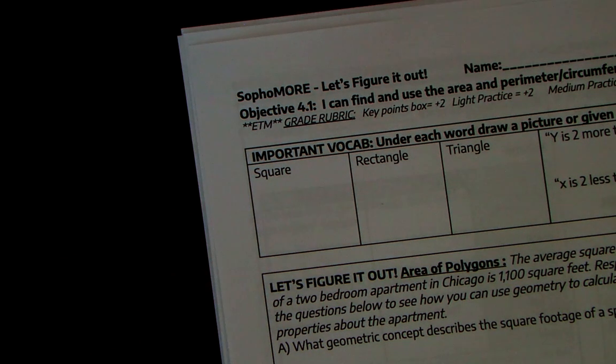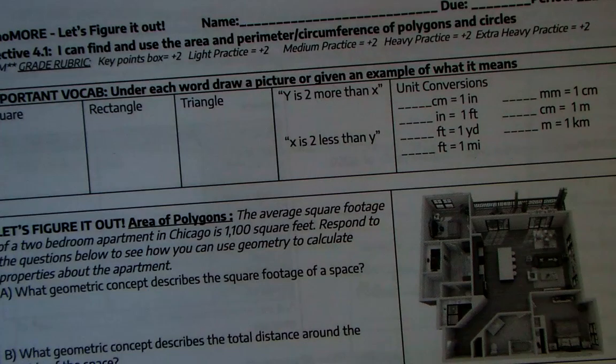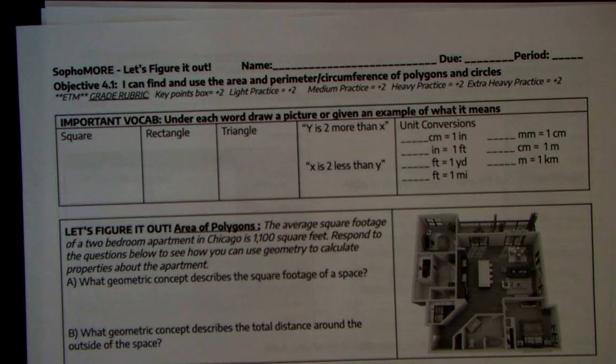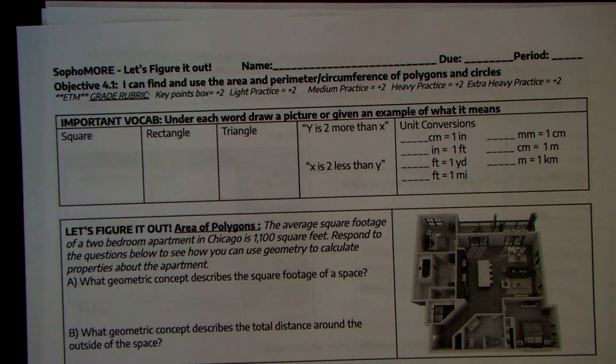All right. Hello. This is objective where we are going to find and use the area and perimeter or circumference of polygons and circles. What I really love about this lesson is it's really, really useful in real life, especially when it comes to thinking about the size of spaces.